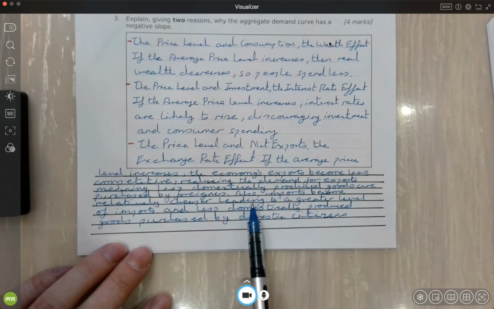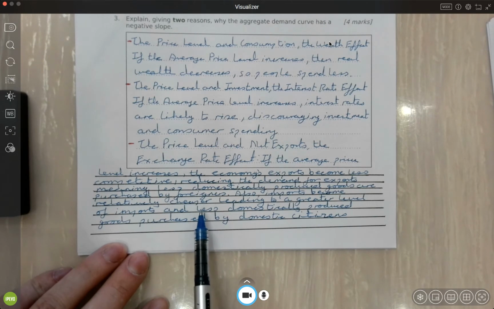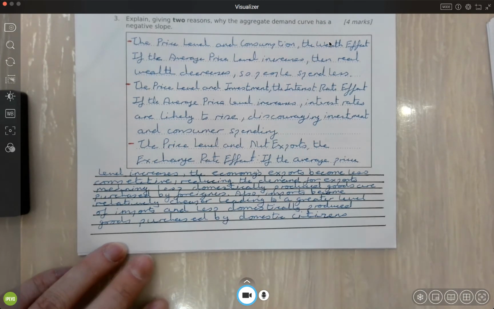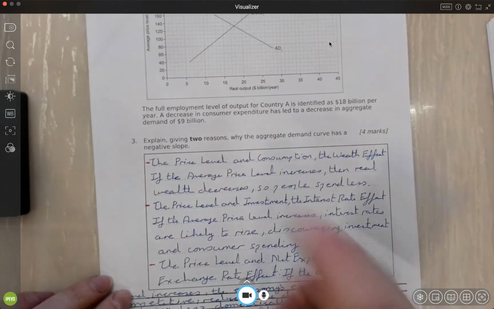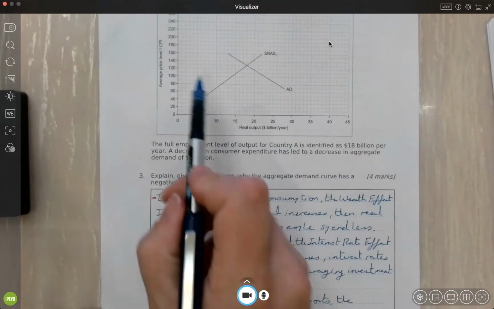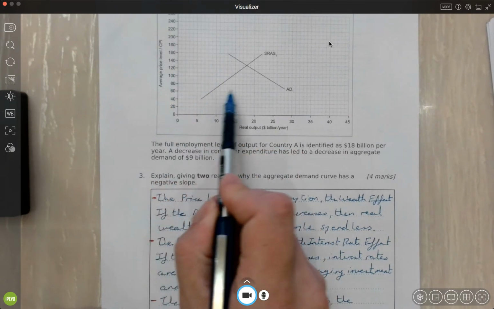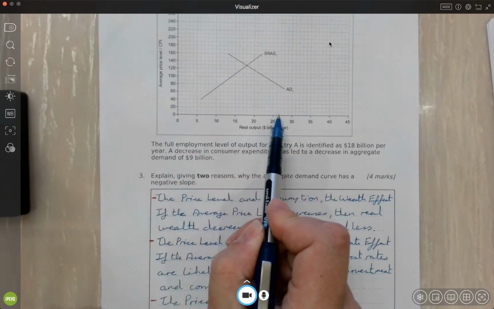Also, imports become relatively cheaper. And remember, imports are a leakage, leading to a greater level of imports. And if you're going to buy more imports, you're going to buy less domestically produced goods, right? And who's going to buy those? Domestic citizens. So not only will foreigners buy less of our stuff, but domestic citizens will buy less of our stuff and more of foreign stuff. And again, that means that fewer domestic goods and services are bought at a higher price level than they would be at a lower price level. Okay, that's all we're saying there.